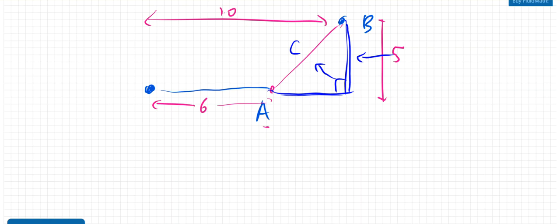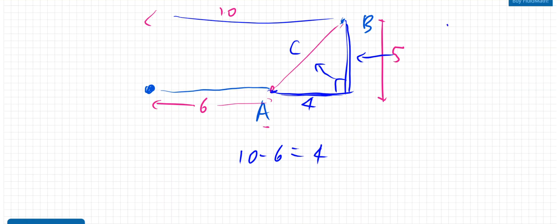Let's look at the information that we have. This long line up here is 10, and this one here is 6. So to work out what this length here is, if I just go 10 take away 6, that leaves me with 4. So that will have to be 4. And now I've got my triangle. The shorter sides are 4 and 5, and I can find C.